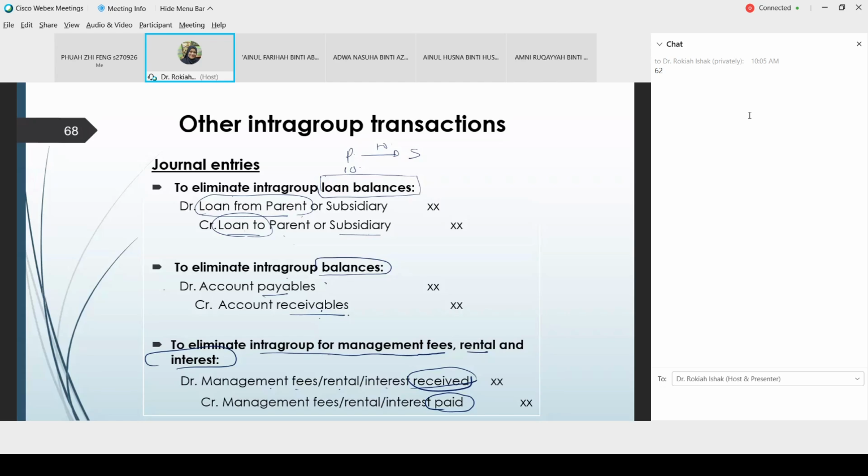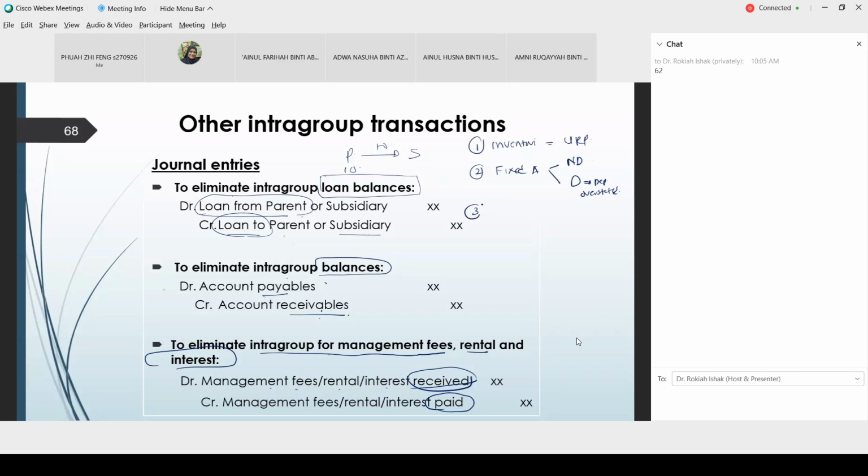The thing you need to know here is the journal entries. Any questions for the last parts of the intra-group transactions? Altogether, you start with the first one, inventories, where you have the elements of the URP. The second one is fixed assets. For fixed assets you have two types: the non-depreciable, for example land, and the depreciable. This one is more complicated because it involves depreciation, or depreciation overstated.